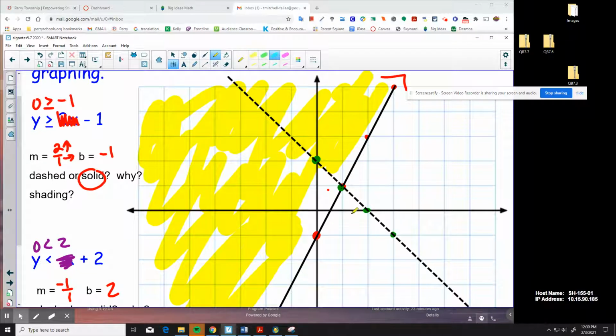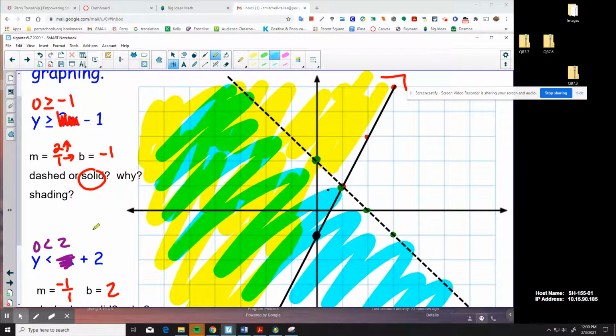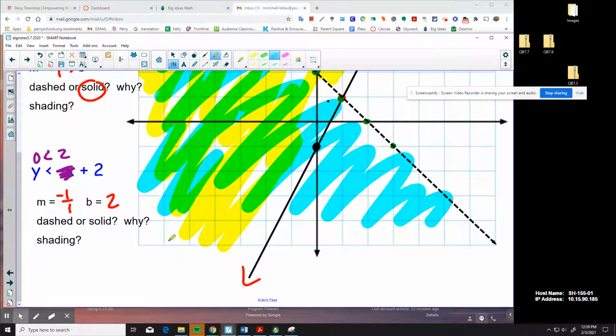So we'll use blue this time, and the origin's right here, which means it's true. So I'm going to shade this side. And I shade the whole thing, the whole side.